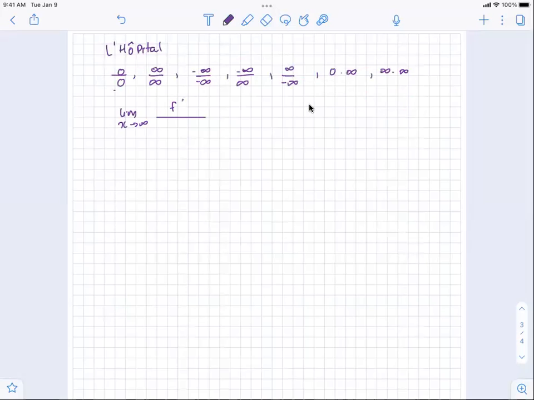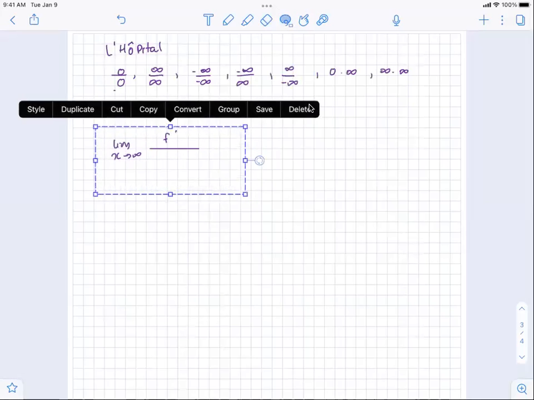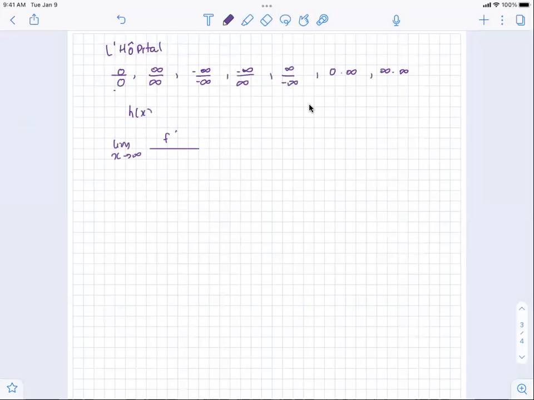So let's say you have h of x equal to f of x divided by g of x. L'Hopital's rule says the limit as x approaches a number a of f of x over g of x equals the limit of f prime of x over g prime of x, right? So you keep doing it until you can take the limit, that is, until you no longer have any of these indeterminate forms, right?